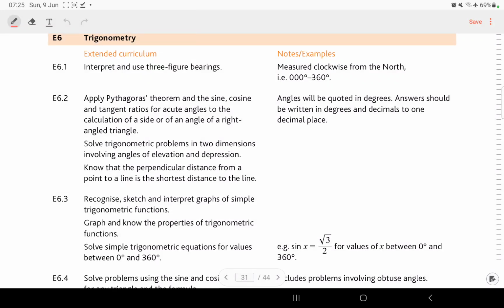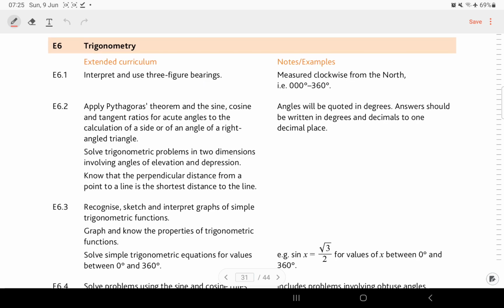Okay, so now what we're doing is I've come to the syllabus to show you the 4 parts which we agreed on. Remember that we have those 3 main parts, and then we've got bearings. So here's the trig for extended students, of course, from the syllabus. Here it's saying we have 3 figure bearings. We have to know how to read and interpret bearings, right? So that is the first one.